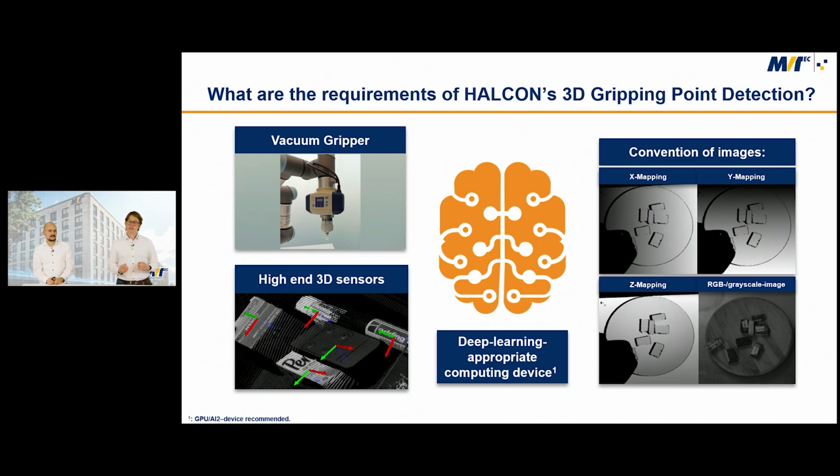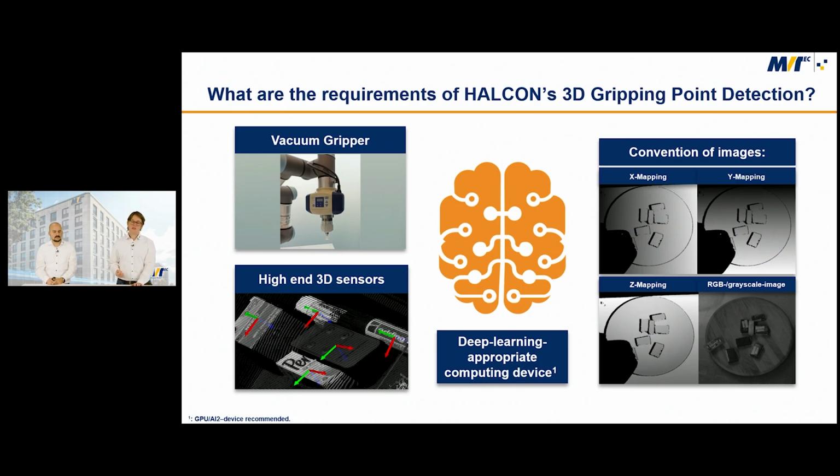So a higher end, not a lower end, 3D sensor. Then, of course, because it is a deep learning application, you have to provide your application with a deep learning appropriate computing device. This can be a GPU or at least an AI accelerated CPU. And I told you before, the convention of the input images is an XYZ image together with an intensity image.